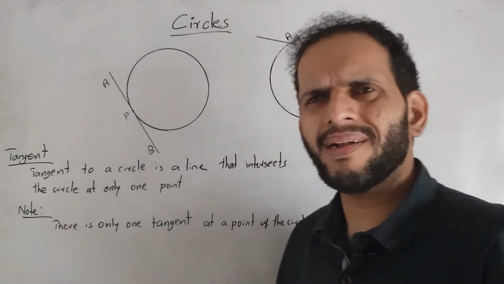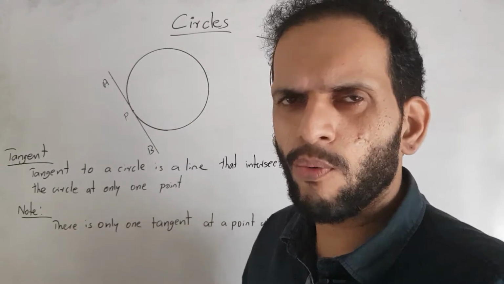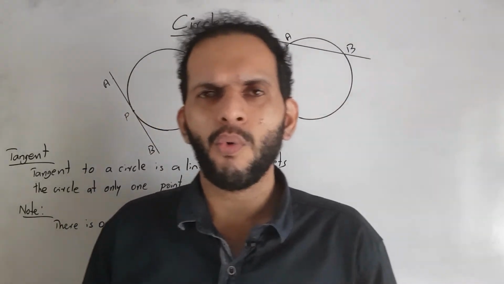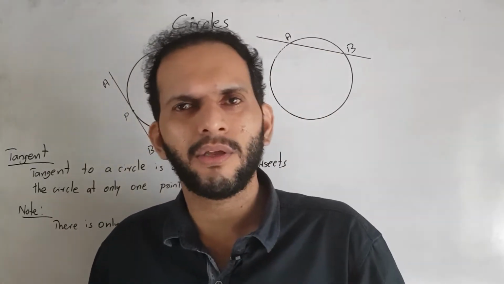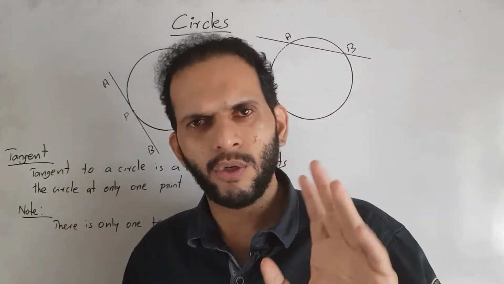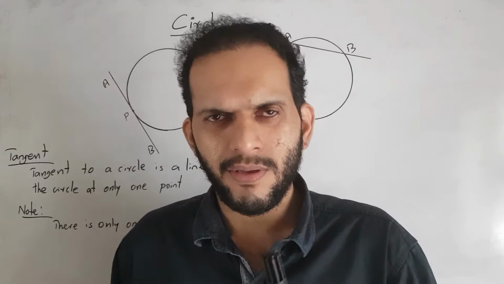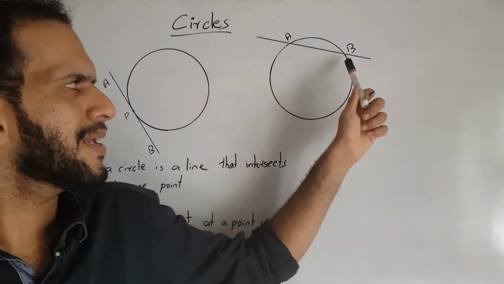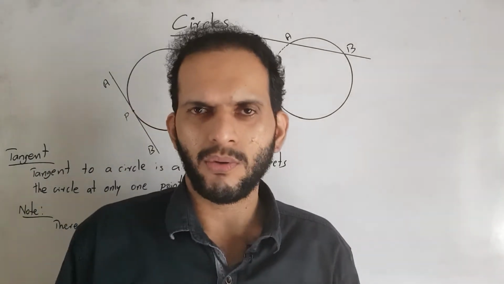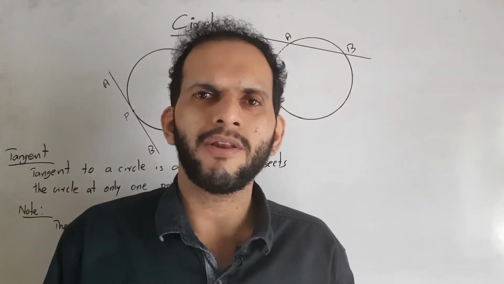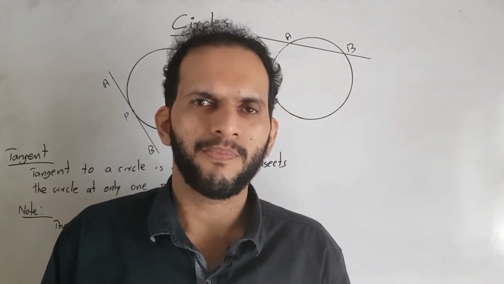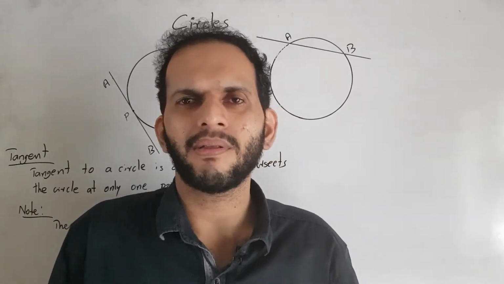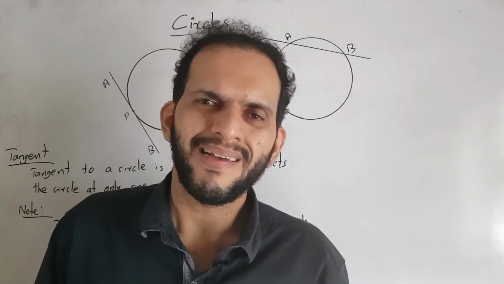Then how many tangents is it possible to draw passing through the point P? Only one tangent can be drawn. In some cases the line passes like this, and then the line meets the circle at 2 points. This type of line is called a secant. If the line meets the circle at 2 points, that type of line is called a secant.